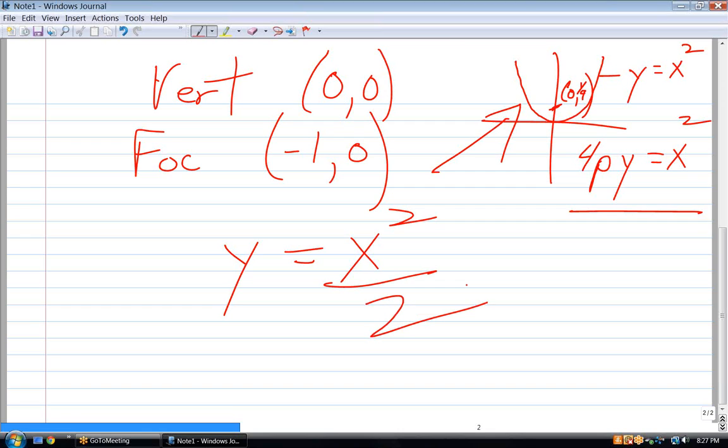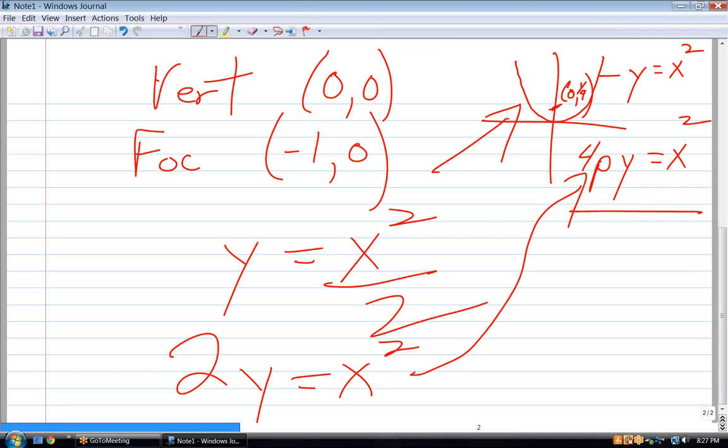Tell me what p is now. Get it in standard format first. So multiply by 2. So 2y equals x squared. Now that's in this format right there. You see that? Okay, so what's 4p equal to? 2. And p is equal to? A half. Okay, now you got it.